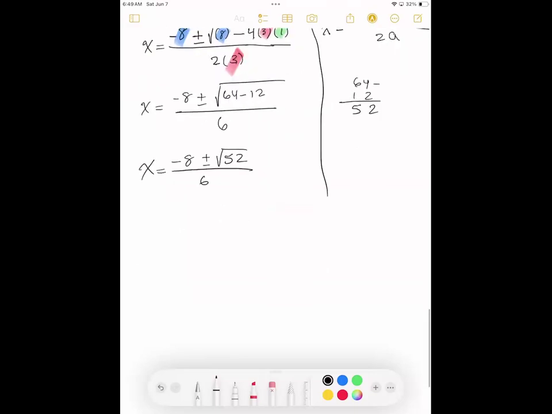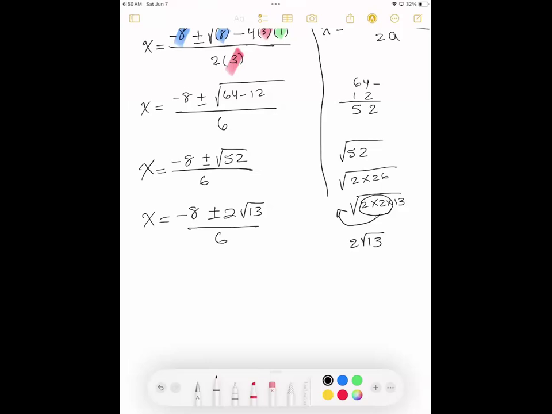And then you need to simplify the square root of 52. 52 is divisible by 2, so you write it as 2 times 26. 26 is 2 times 13. So you have 2 2's. That comes out as 2, square root of 13. Lastly, you should break this into 2 fractions because that 6 gets divided by negative 8 and 6 gets divided by 2.